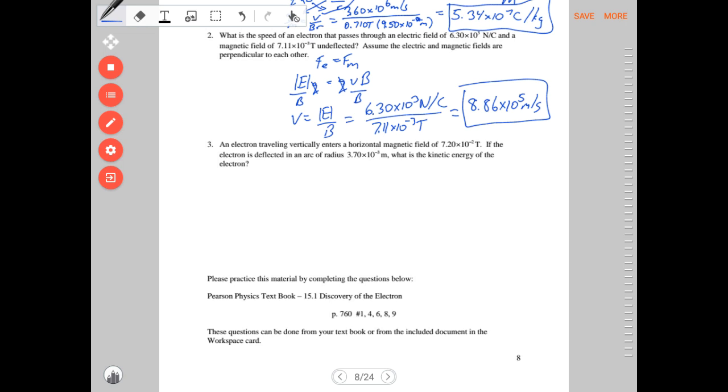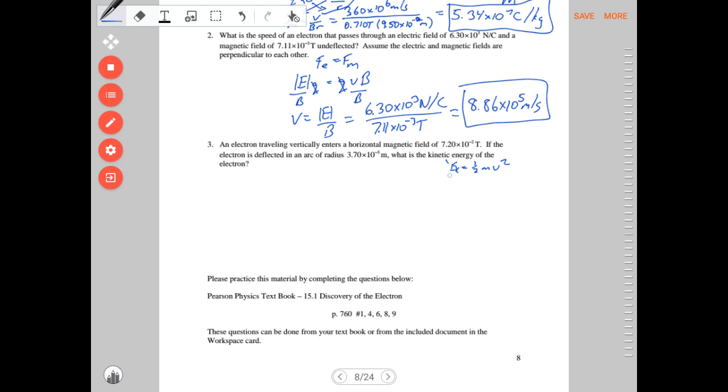Then the third question here. An electron traveling vertically enters a horizontal magnetic field of that. If the electron is deflected in an arc of radius that, what is the kinetic energy of the electron? So remember, kinetic energy is EK, and that's 1/2 mv squared. So we have the mass of the electron, so that's no big deal. We don't have to pretend that we're J.J. Thomson and don't have it.